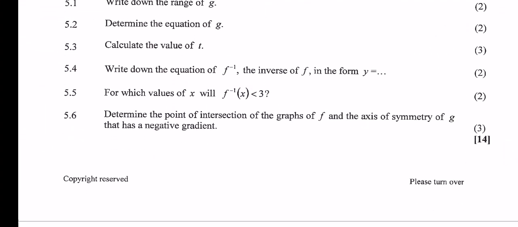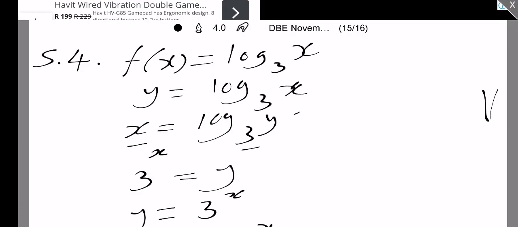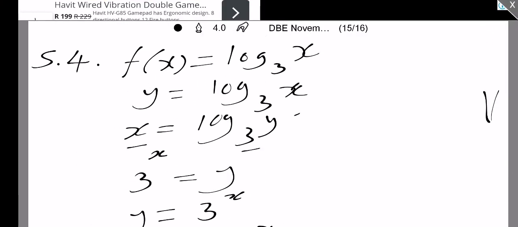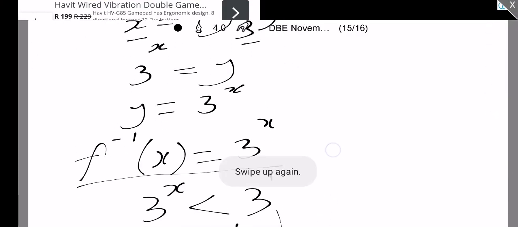Let's move on to the next question. Determine the point of intersection of the graphs of f and the axis of symmetry of G. What we're going to do is we first determine the axis of symmetry of G. The axis of symmetry of G.